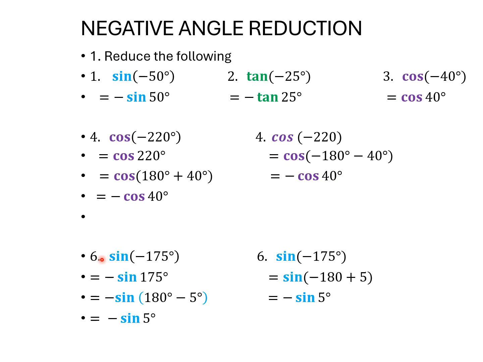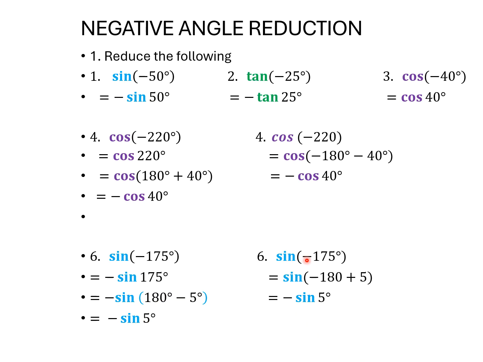Number 6 here, I should say number 5, but yeah, okay. We have sine negative 175. So negative angle, if I take it as being in the fourth quadrant, sine becomes negative, so it becomes negative sine 175. 175 I can then write as 180 minus 5, which is in the second quadrant where sine is positive, but positive times negative stays negative. Therefore, it becomes negative sine 5 degrees.